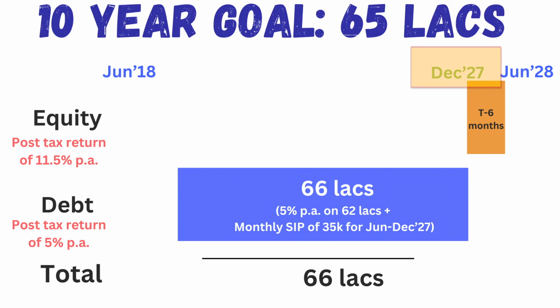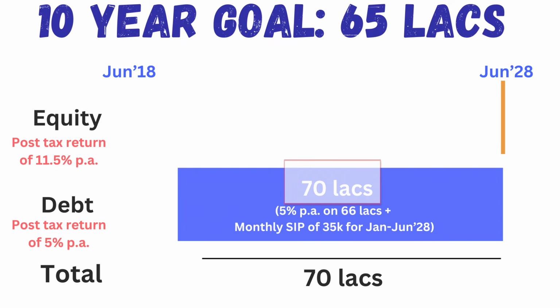So, by December 2027, which is 6 months before admission, almost all equity would have moved to debt. Debt balance will be almost 66 lakhs. And finally, on gold day, that is June 2028, total post tax corpus parked in debt funds would be around 70 lakhs. So you will safely meet your goal of 65 lakhs irrespective of the market volatility in that year.